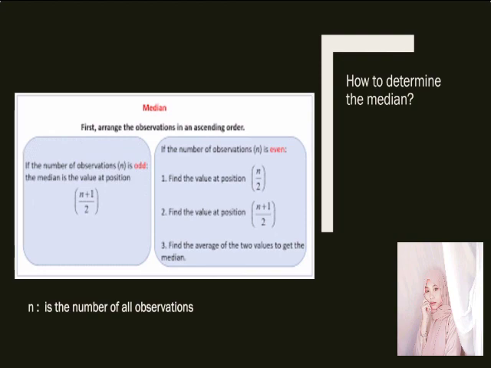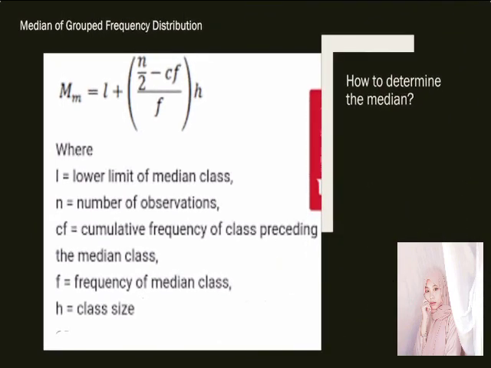And here n is the number of all observations. And if you want to determine the median of a grouped frequency distribution, you can use this formula.